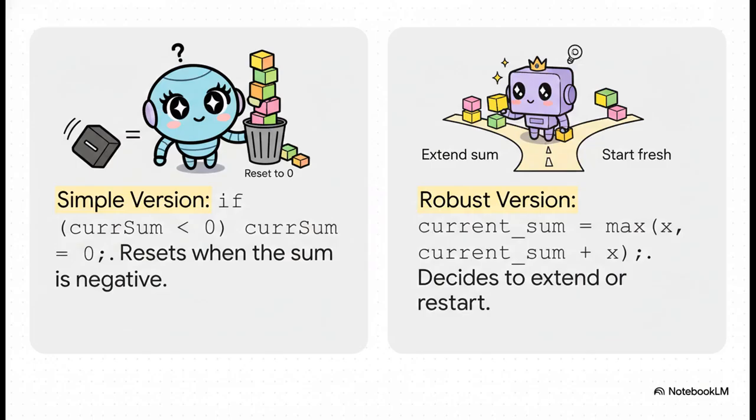It's a really subtle but super powerful change in how we think. Instead of just resetting when the sum is negative, we ask a smarter question at every single step. We force a choice. Is it better to extend our current streak by adding this new number? Or should we ditch the old streak entirely and start a brand new one with just this current number? By always taking the max of those two options, the algorithm handles the all-negative case perfectly. It's a small change, but it makes the algorithm truly robust.